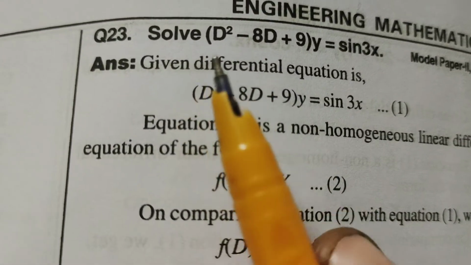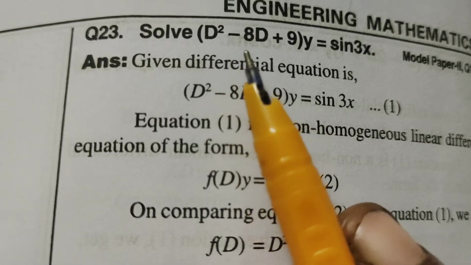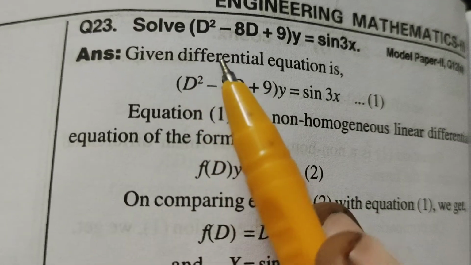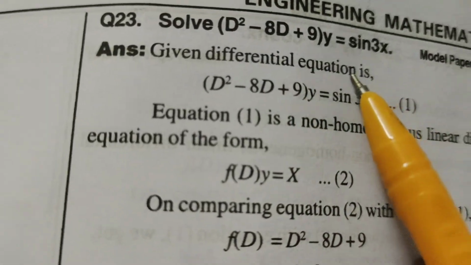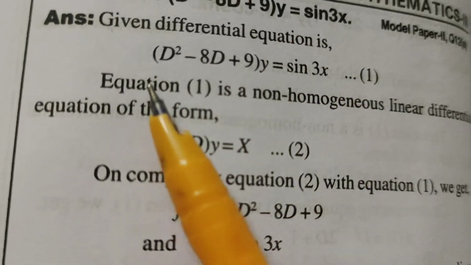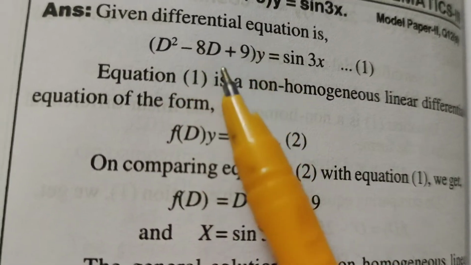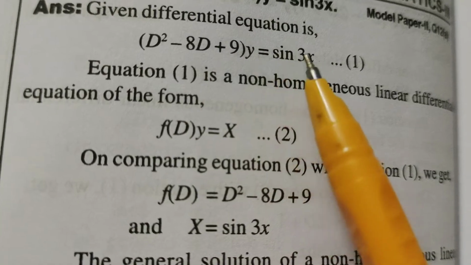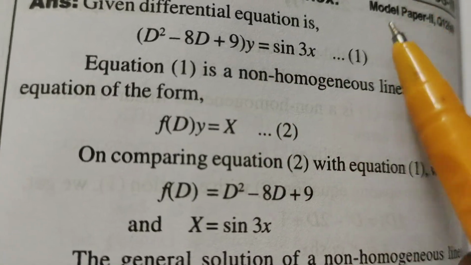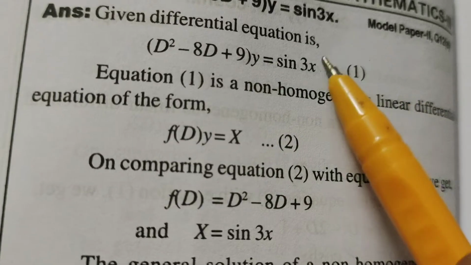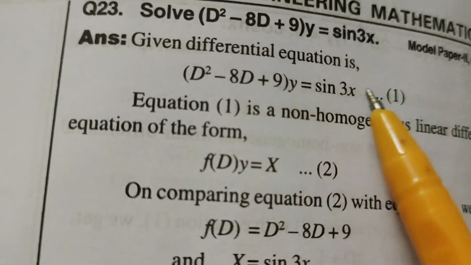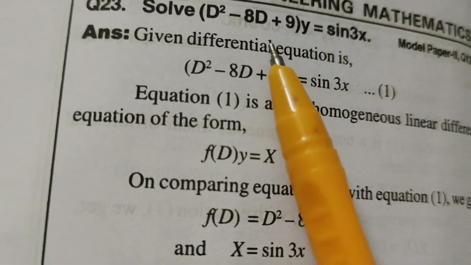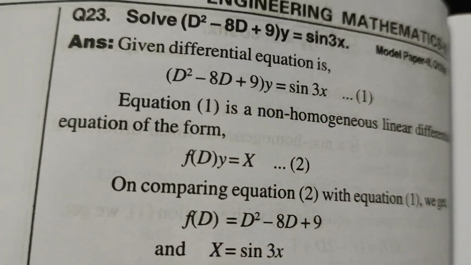Today we are going to discuss how to solve the differential equation (D² − 8D + 9) y = sin 3x. The given differential equation is (D² − 8D + 9) y = sin 3x, assuming this is equation number 1. Now solve this differential equation using the operator form.